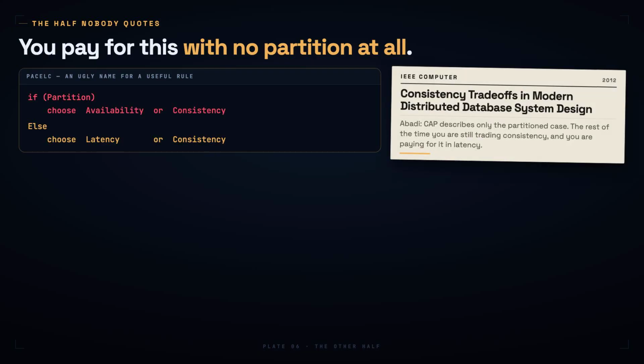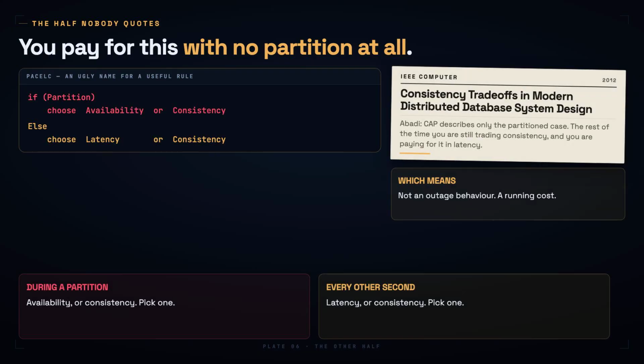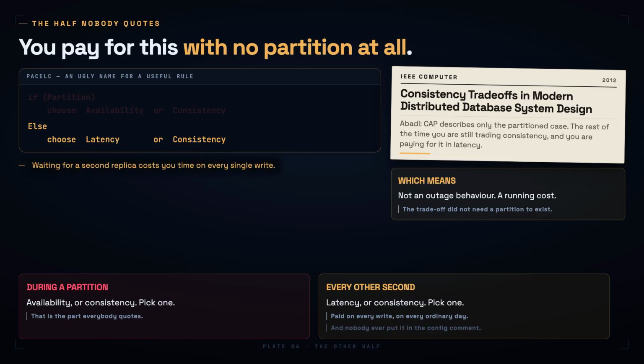There's a second half to this, and it has an ugly name, PACELC. Even with no partition at all, you are trading consistency against latency. Waiting for a second replica costs you time on every single write.